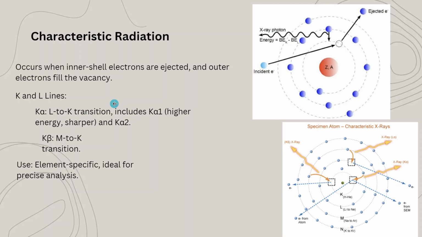K and L denote the shell with the vacancy. If there is a vacancy in the K shell and it is filled by an electron from the nearest shell, it is K alpha. If from the second nearest, then K beta. If from the third nearest, K gamma, and so on. And if there is a vacancy in the L shell and it is filled from the nearest shell, it will be called L alpha, then L beta, L gamma, and so on.